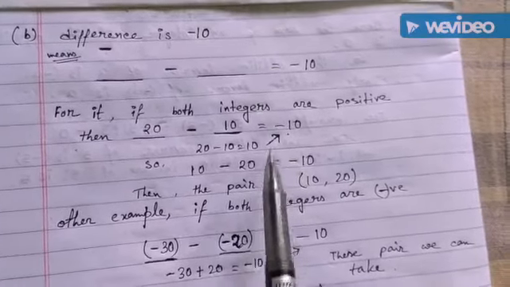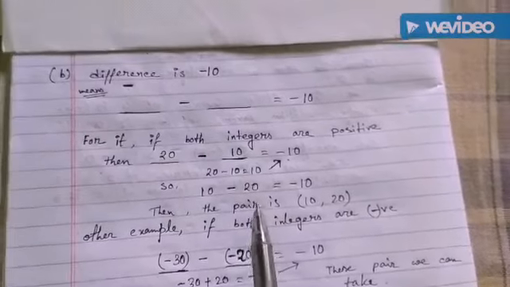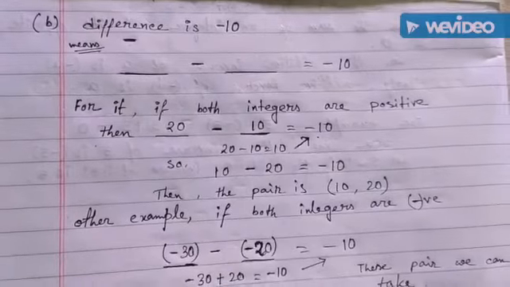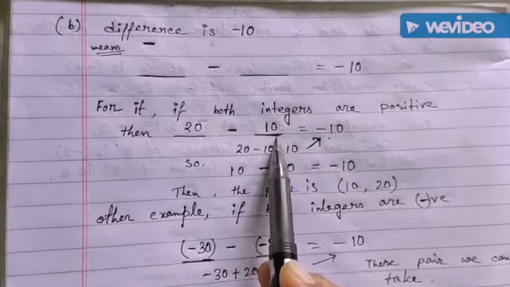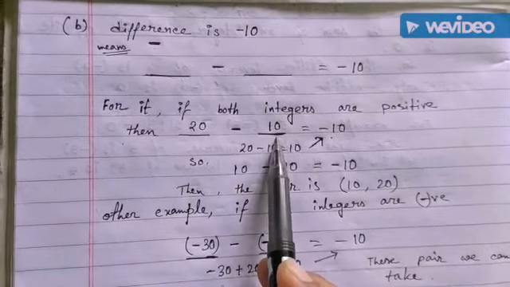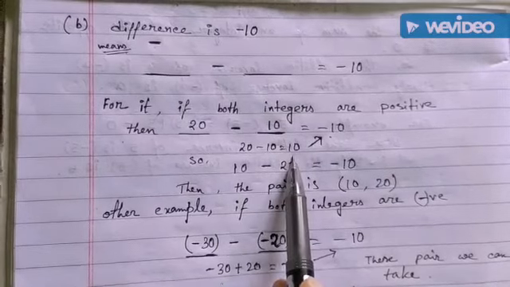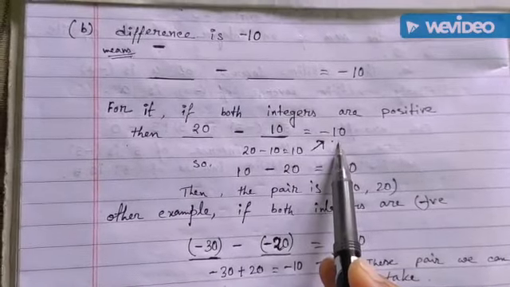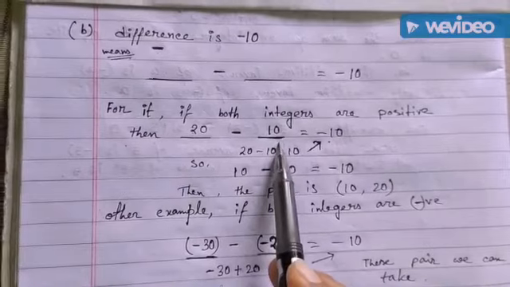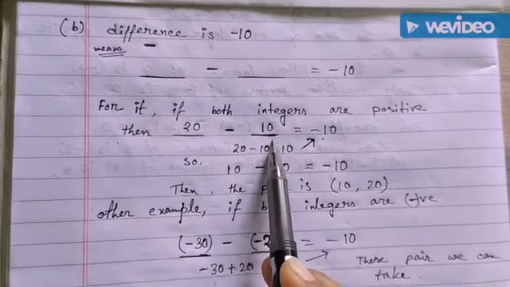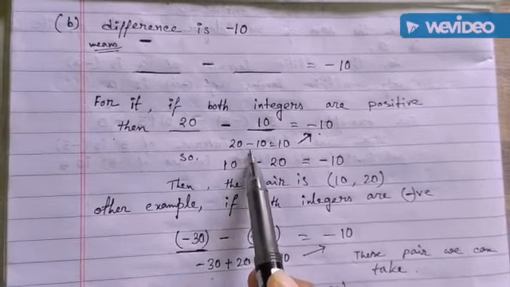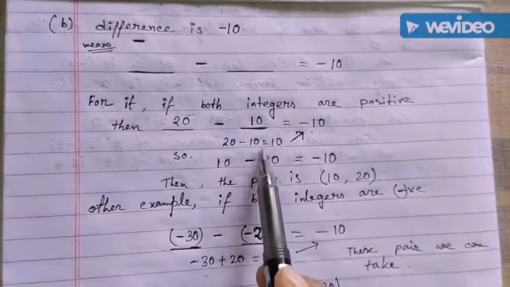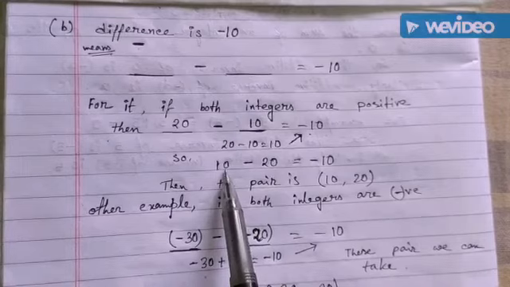How? Here I have written 20 and 10. Okay, so 20 minus 10, basically we know that is 10, but here the answer is -10. So we can't take this type of integers. So we have to change the position of the integers. 20 minus 10, that means 10.